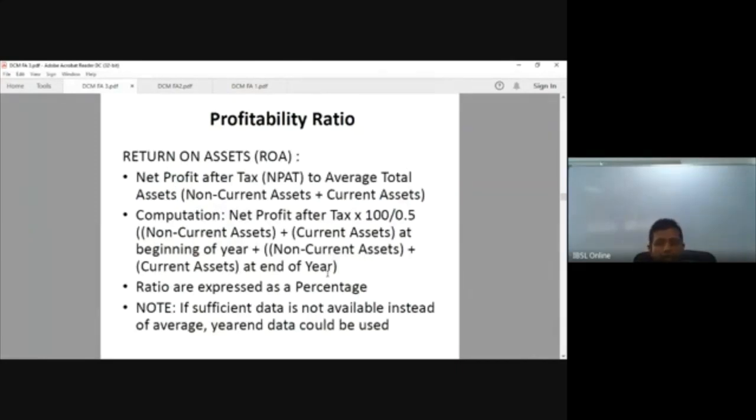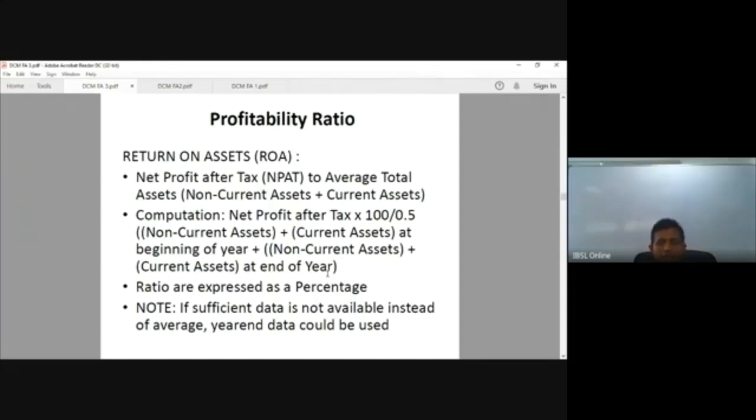We'll go to the next ratio. That is also a famous ratio for the banking industry: return on assets. Here also the point is we take the return. It can be profit after tax or profit before tax. Normally people take profit after tax.